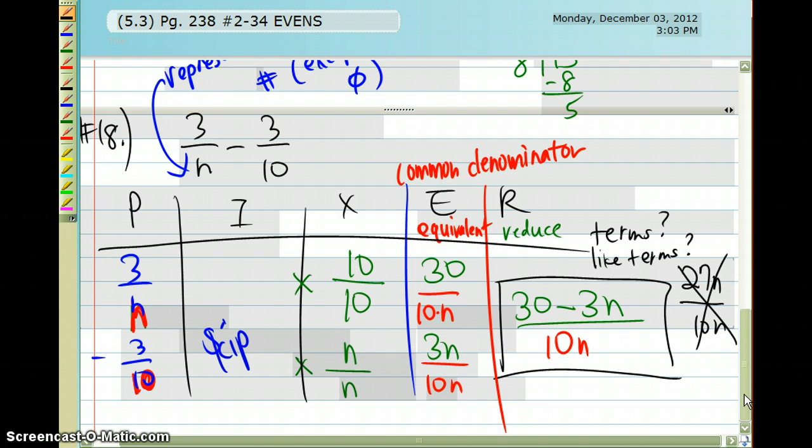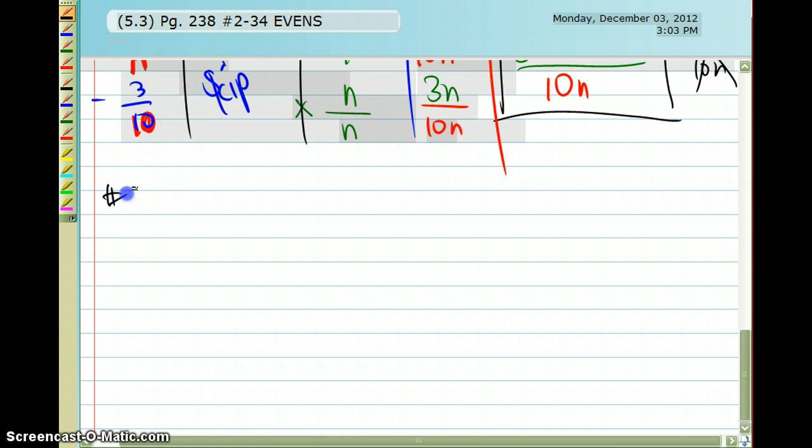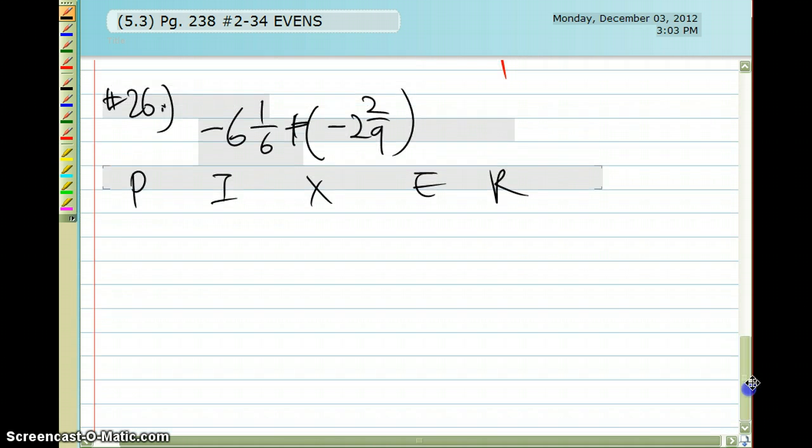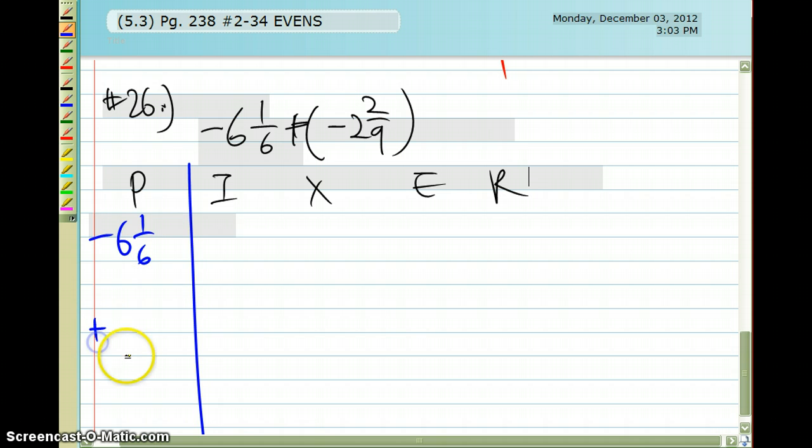And I'm going to work through one more question here in this video, number 26. I see a bunch of negatives here. And the rest of the questions we will do in class. Negative 6 1/6 plus a negative 2 2/9. I'm going to do PIXER. Now P is the problem, so my problem is negative 6 1/6. I'm going to add negative 2 2/9.